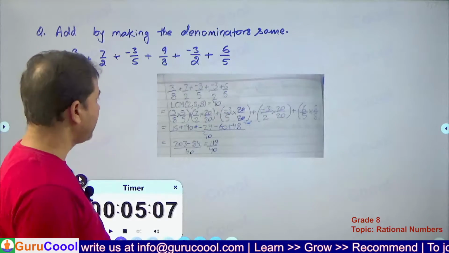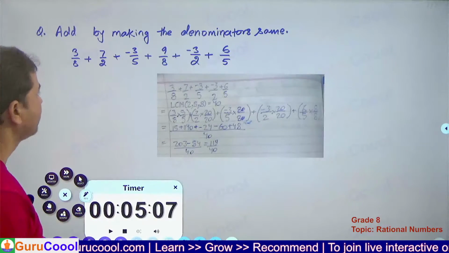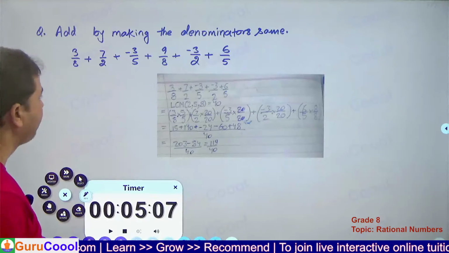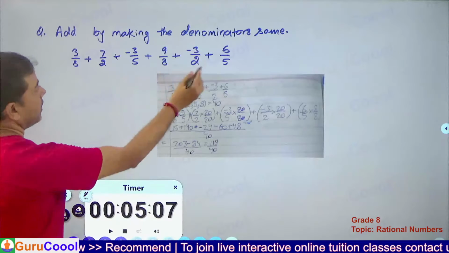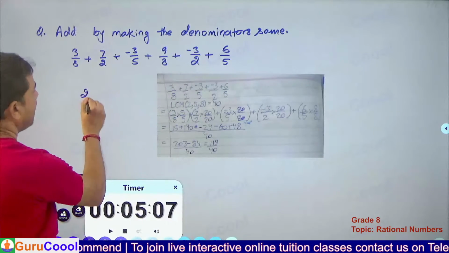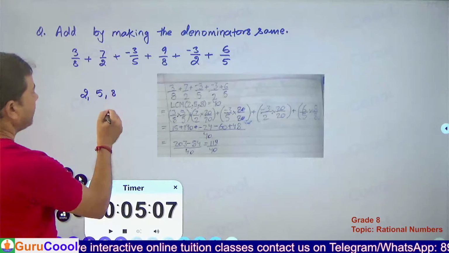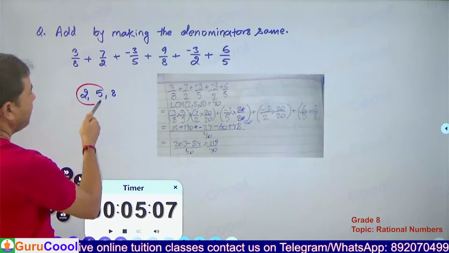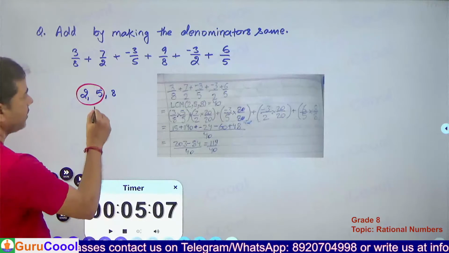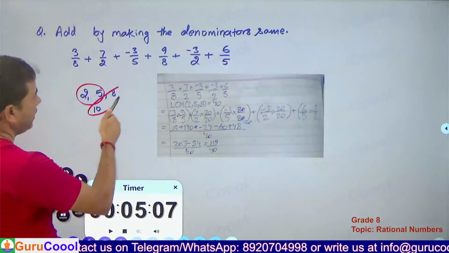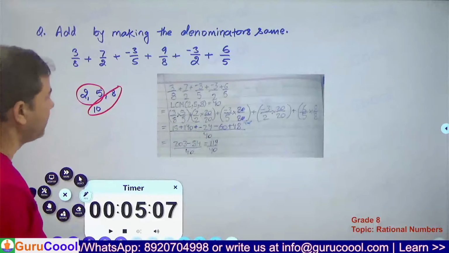The LCM was 40. Yes, sir. I also got 40. Anurag, yes, sir. I got 40. The different denominators are 2, 5, and 8. What is the LCM of 2 and 5? Sir, 10. And what is the LCM of 10 and 8? Sir, 40.